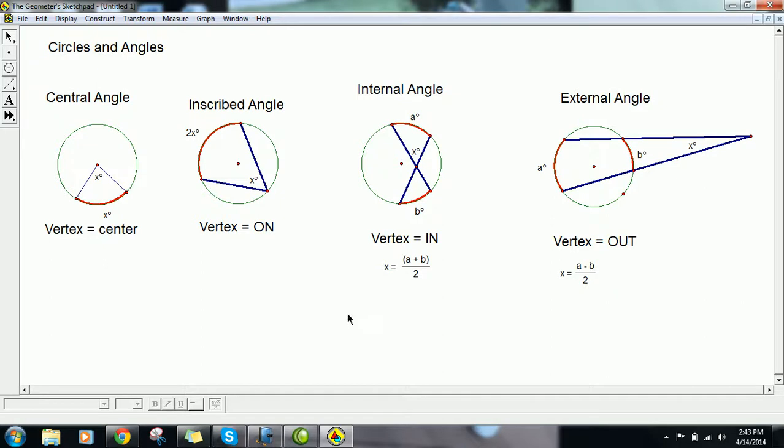To summarize, angles have measures, as do arcs. For each of these four cases, for angles that somehow interact with circles, we can evaluate the relationship between the angle and the arcs. So it's the location of the vertex that determines the rule.